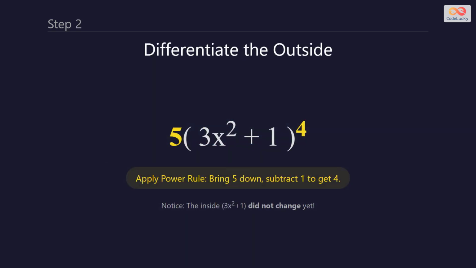Step 2 is to apply the power rule to the outside layer. Bring the 5 down to the front, then subtract 1 from the exponent to get 4. Notice that we just copied the inside part, 3x squared plus 1. We do not touch the inside yet.